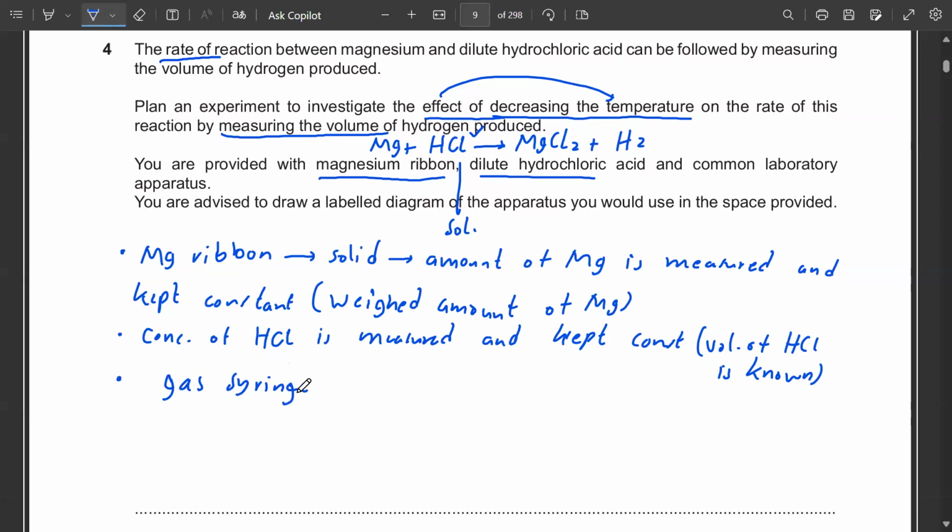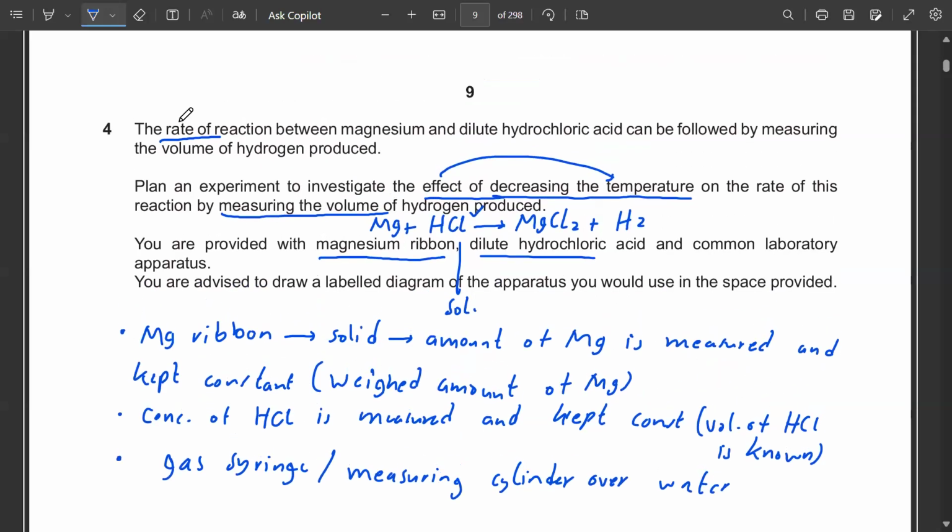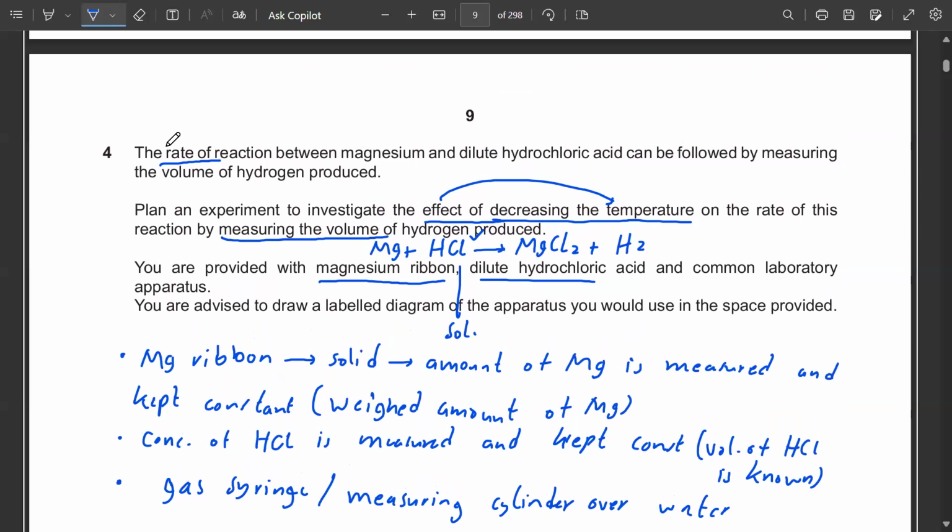A gas syringe is used for collecting the hydrogen gas, or the other method is using the measuring cylinder over water, which is inverted. I'm going to show you the diagram for this experiment. Since the rate of reaction is to be studied here, you are going to use a stopwatch to time that experiment.